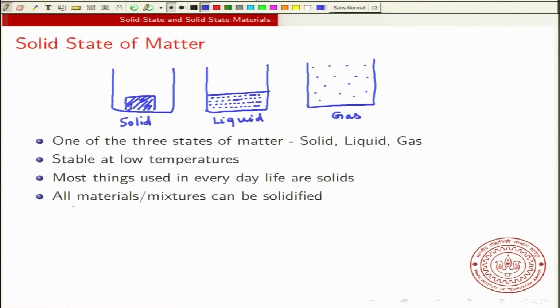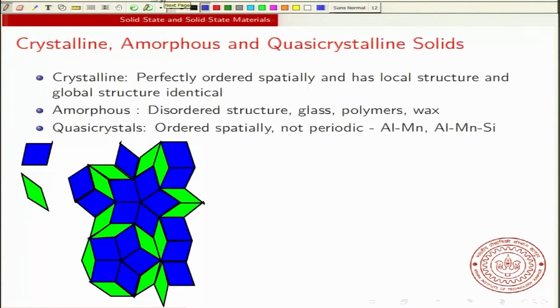You can take almost all materials, including mixtures. You can take pure compounds and mixtures and you can solidify them. If you have something that is a liquid, you cool it and it turns into a solid. So, this is what we know about solids. But there are some other characteristics of solids which are quite interesting. Solids can be either crystalline, amorphous or quasi-crystalline.